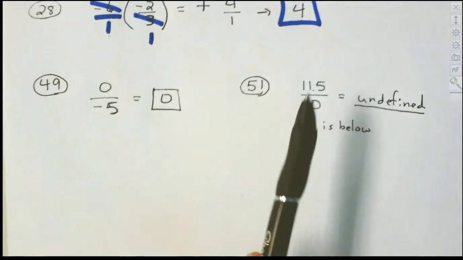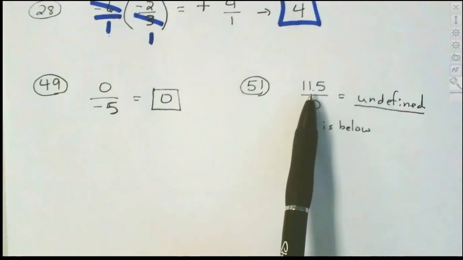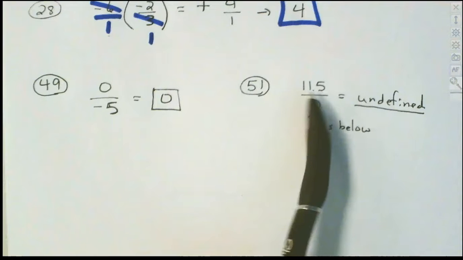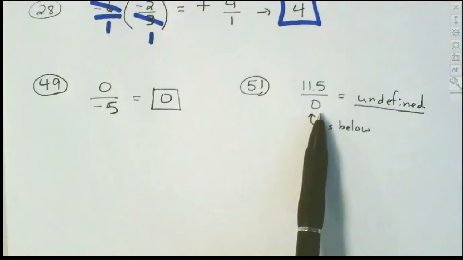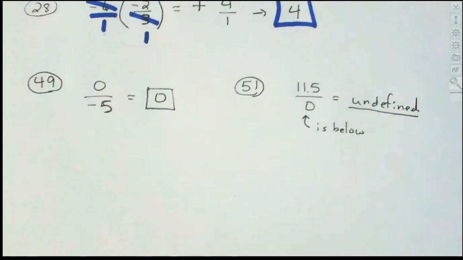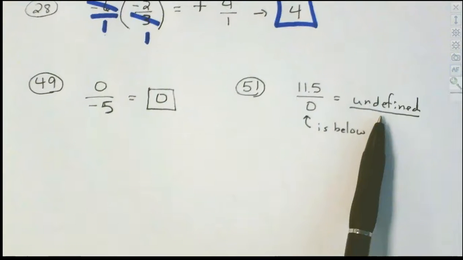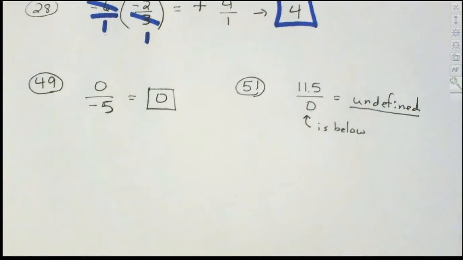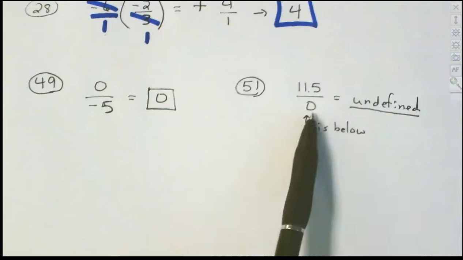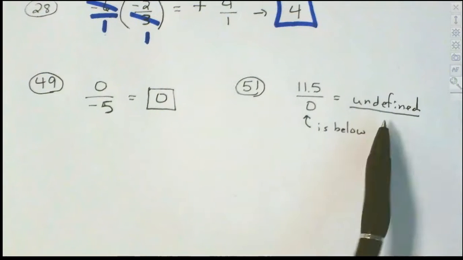What about this one, though? This one says I've got basically 11.5 pizzas. I have nobody to eat the pizzas, so I can't do that because there's nobody there to eat the pizzas, so it's undefined. 0 is down below, so that's not possible. Why would you order a whole bunch of pizzas with nobody there to eat them? So that's why this is undefined.